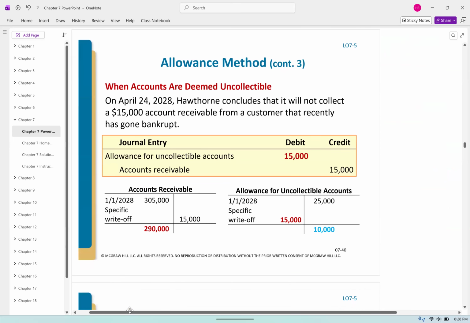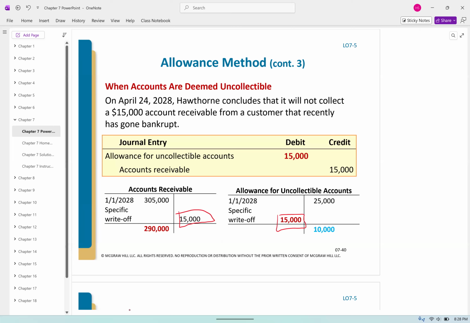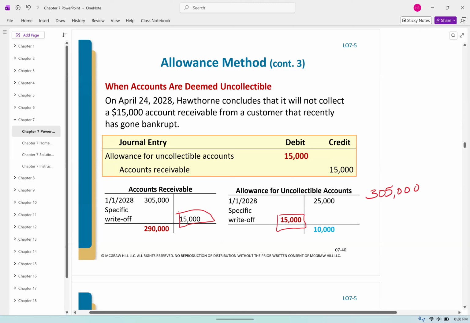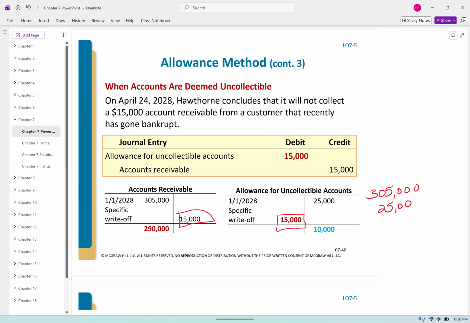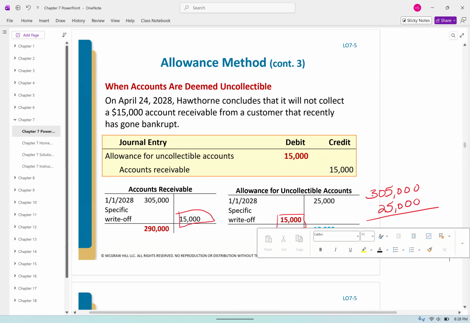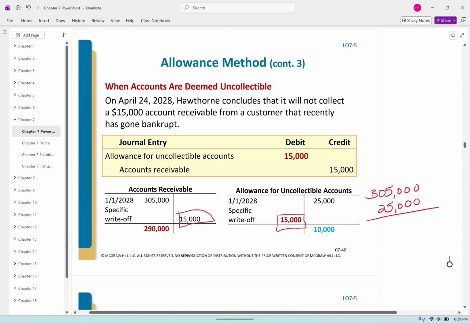Okay. All right. So now we have when accounts are deemed uncollectible under the allowance method. Okay. And I already told you where the write-offs are. You see the write-off here and the write-off here. Remember, it makes both of those accounts go down. So just to kind of prove it to you, 305,000 minus 25,000 was what? Is that 280?